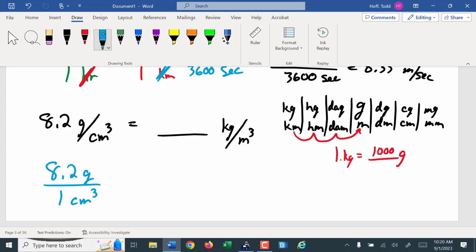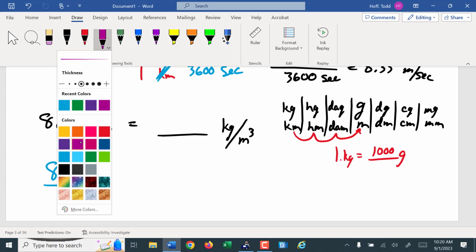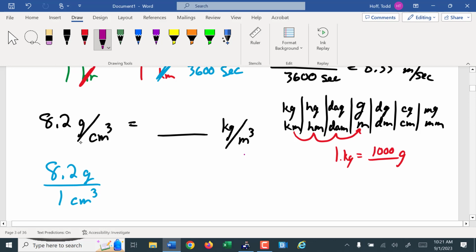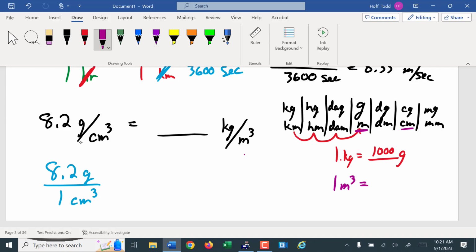We also need to figure out cubic centimeters to cubic meters. Centimeters and meters, which one's larger? A meter. But we are dealing with cubic meters, so it's 1 cubic meter. Going to cubic centimeters, meters to centimeters is 2 spots to the right. But since it's cubed, it's 2 times 3, which is 6. So going over 6 spots, that's 1 million cubic centimeters.